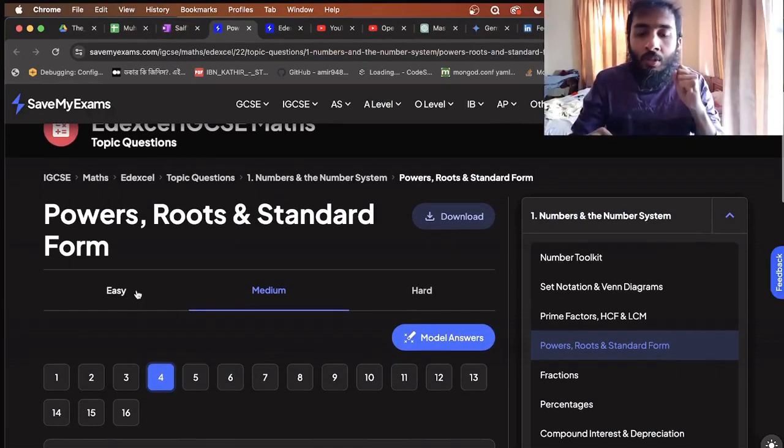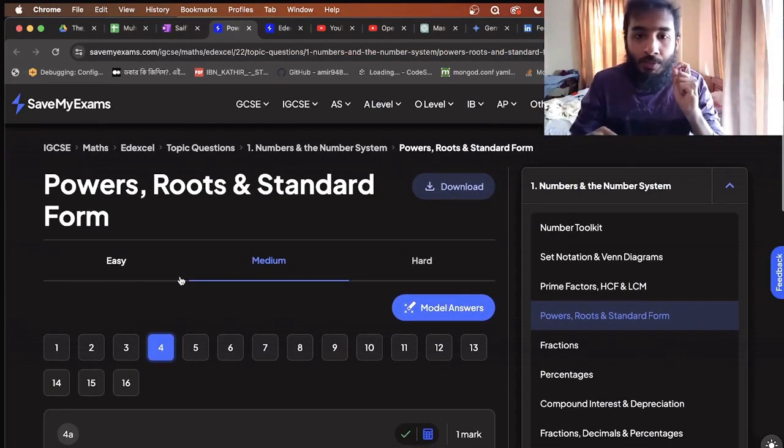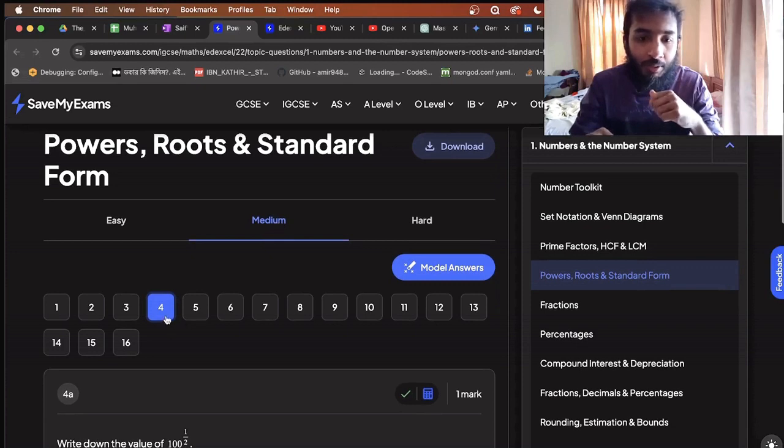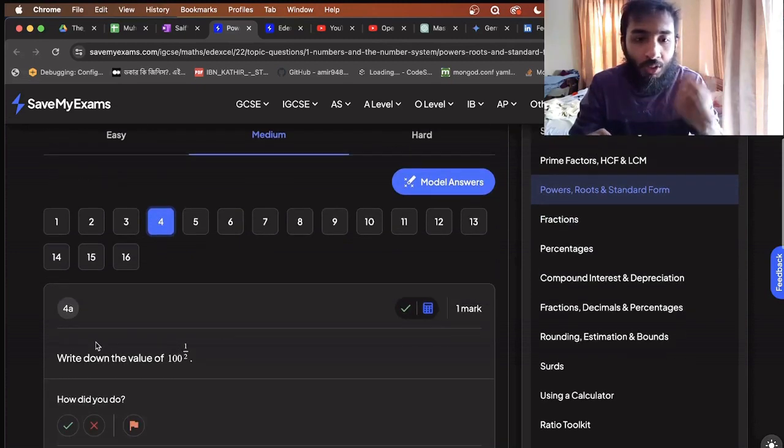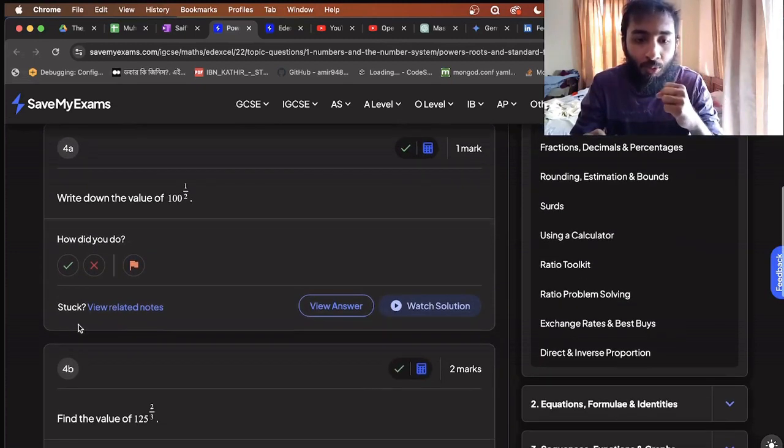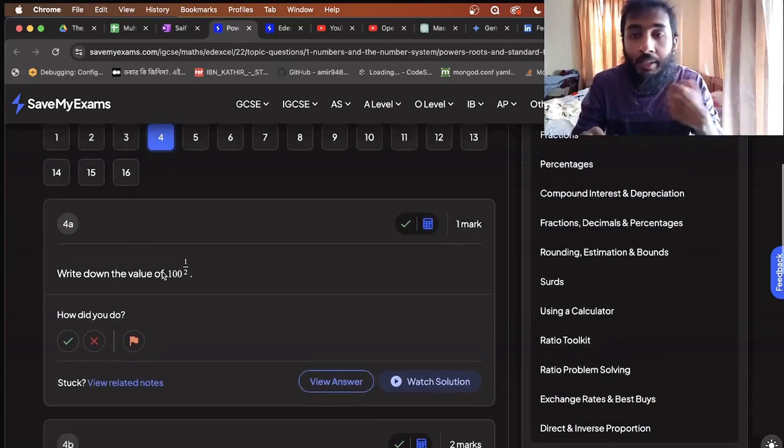So now we'll focus on solving problems regarding the concept of roots. If I go to the medium category and problem number 4, which has 2 parts, 4a and 4b, these 2 problems are regarding the concept of roots. Problem 4a says, write down the value of the number 100 to the power half. So what is to the power half?